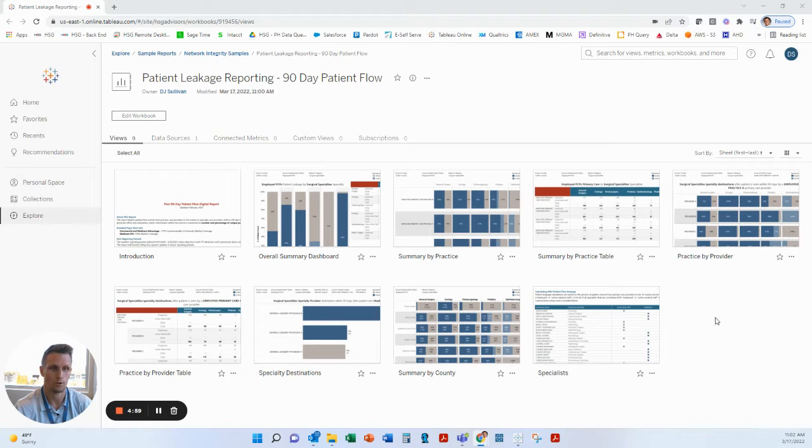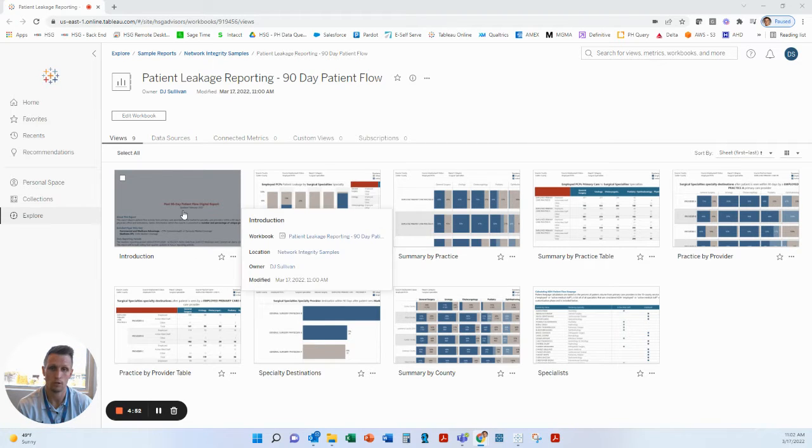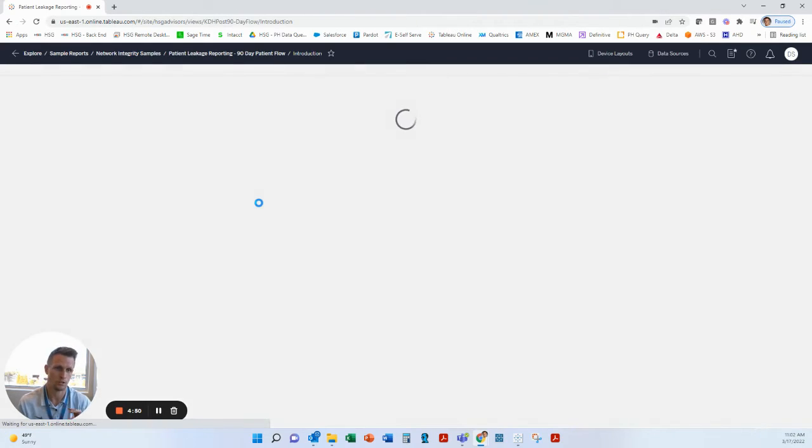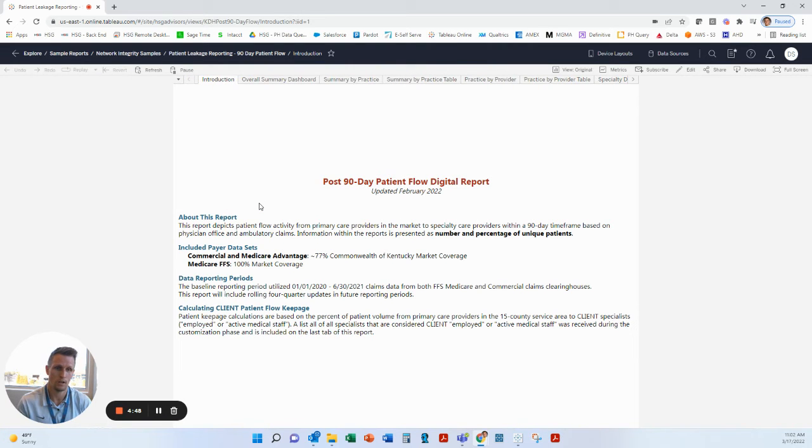Hello there. Wanted to walk you through a quick sample of some patient leakage reporting using HSG's 90-day patient flow, where we're able to track patients utilizing claims-based data from both fee-for-service Medicare and commercial payers to track how those patients are flowing over time. So being able to understand what our keepage is within our health system specifically.